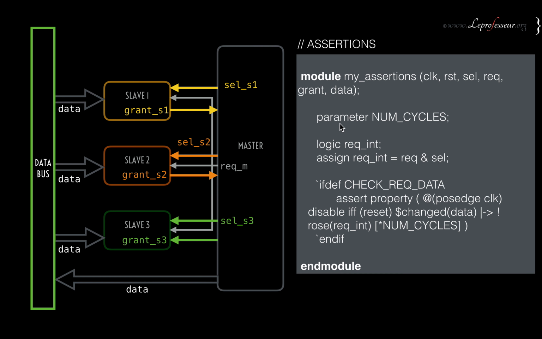So a little bit of a tweak, if we want to reuse the assertions which we discussed on the previous slide a few seconds back. We create an internal request signal, which is nothing but an AND of the request and select. And the same assertions which we discussed earlier, we can reuse. So notice here, instead of request, we are using the request underscore int signal.